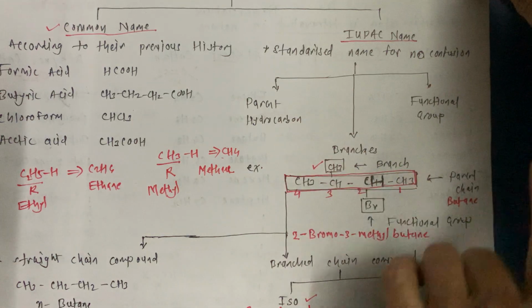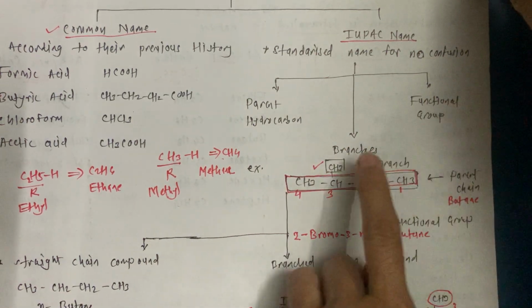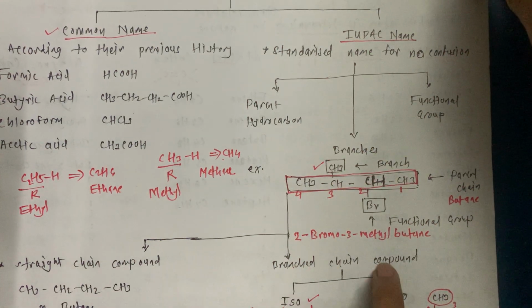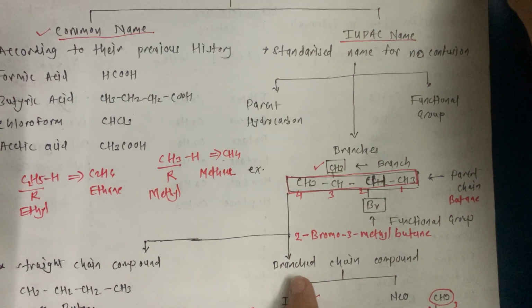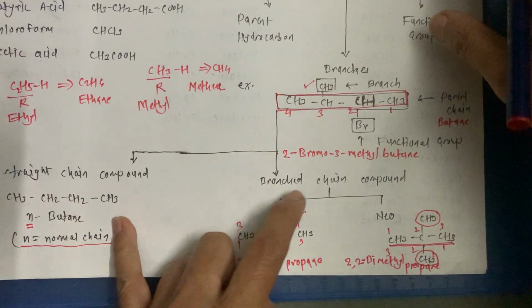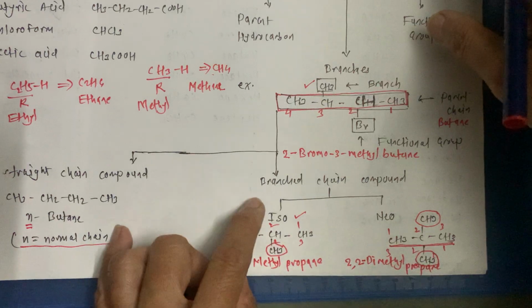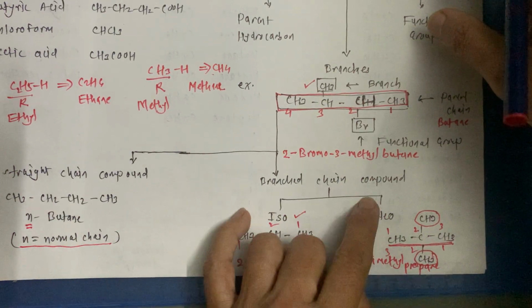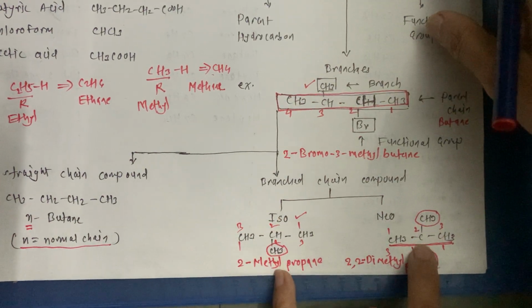Here it is, specific one. We have to mention parent hydrocarbon, functional group and branches. Under branches, this is again divided into 2. One is straight chain compound, another one is branch chain compound. Branch chain compound is again divided in 2 parts, that is iso and neo. Iso means only one branch at the second carbon atom, while neo is 2 branches at the second carbon atom.